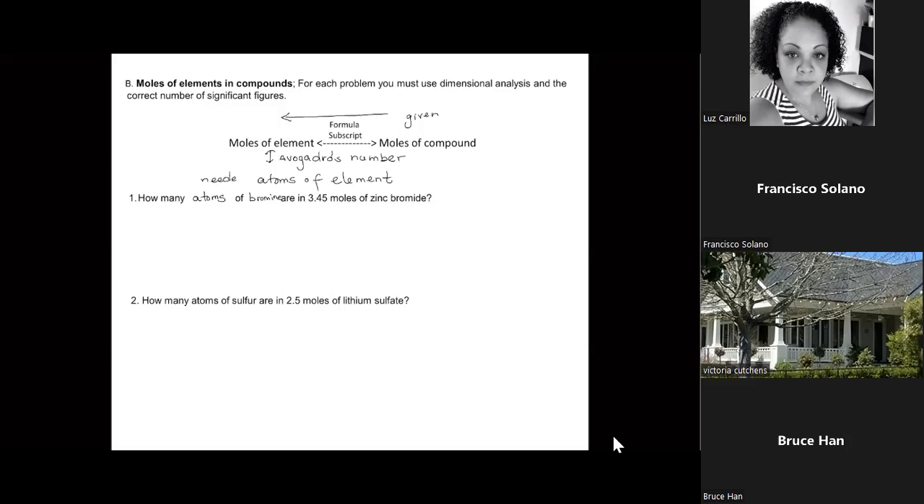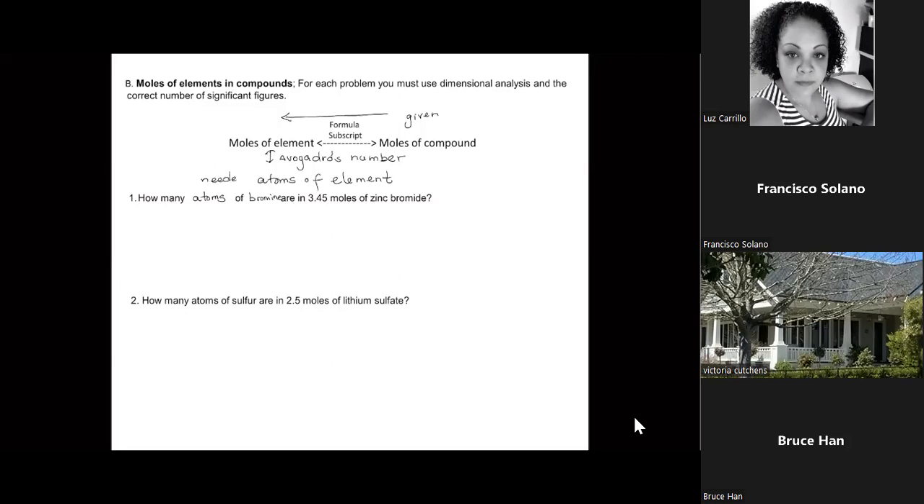In the first problem, how many atoms of bromine are in 3.45 moles of zinc bromide. Okay. And then the second question, how many atoms of sulfur are in 2.5 moles of lithium sulfate? So let's do together at least the first question, and then we're going to move on to the next one.